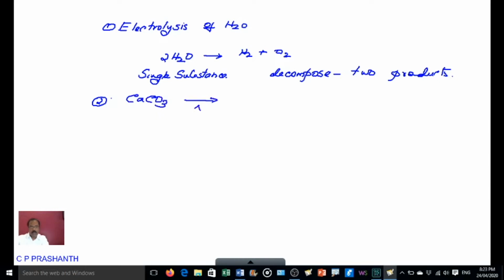Now this particular reaction is not balanced right now. 2H2O should give you 2H2 plus O2. In the next equation you can see calcium carbonate is giving you calcium oxide and carbon dioxide. Here also you can see calcium carbonate, which is called limestone, which is a single substance.